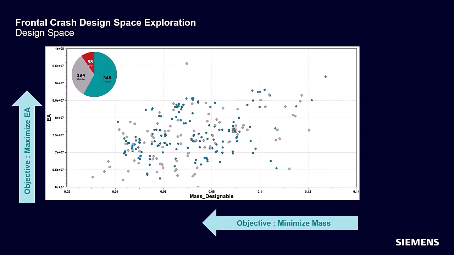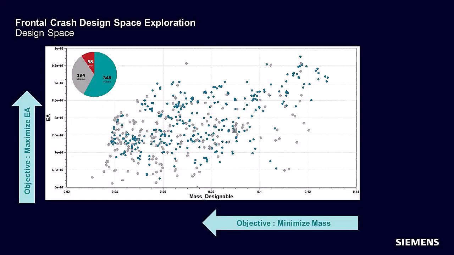As a result, a total of 348 feasible designs were found, representing 58% of the evaluated designs. Feasible designs here mean that all the requirements were met, while an infeasible design means that one or more of our requirements were not met for the given design.